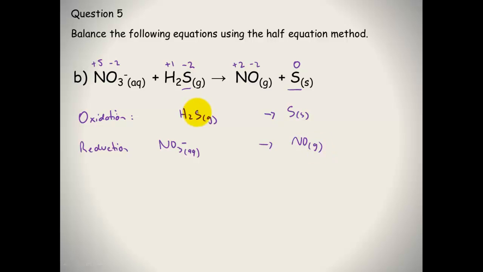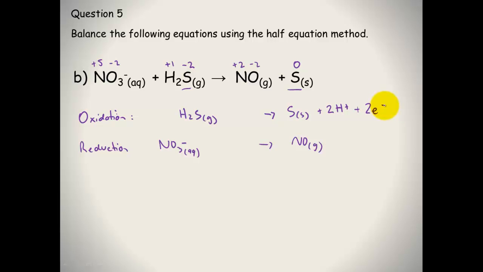Okay, now that we know that, we just need to go through how to balance them. So, balance atoms, sulfur and sulfur is balanced. No oxygen, so balance the hydrogen by adding 2 hydrogens to this side. Now we need to balance charge, so I've got 0 charge on this side, I've got 2 plus on this side, so I need to add 2 electrons to this side.